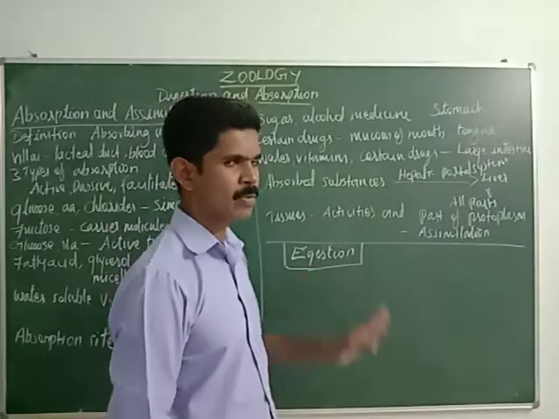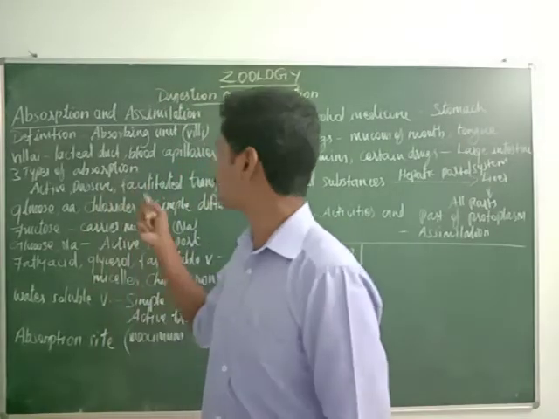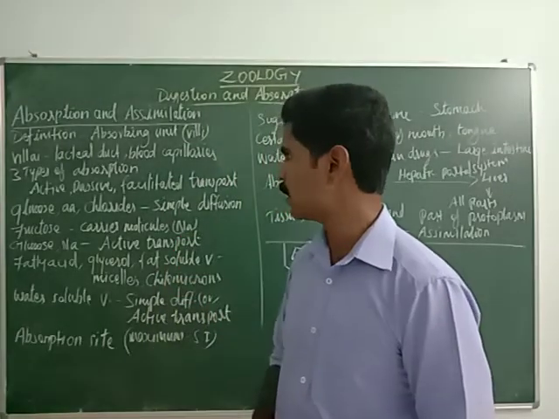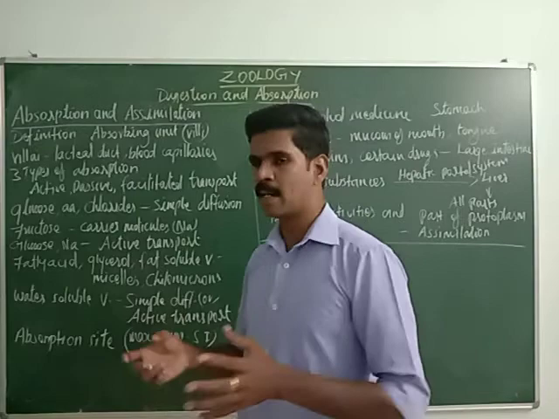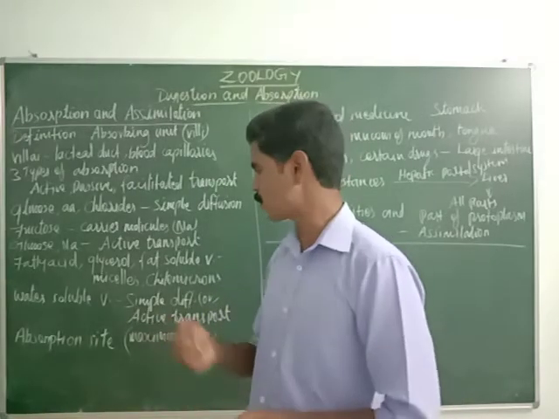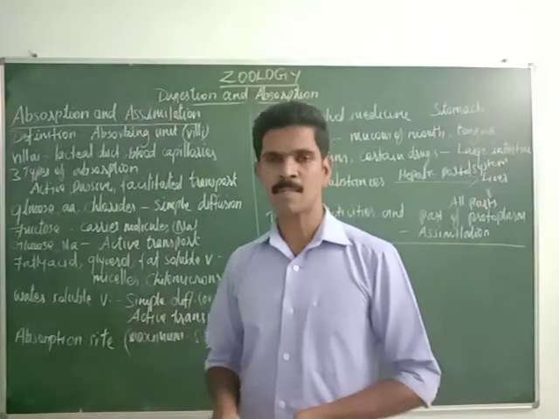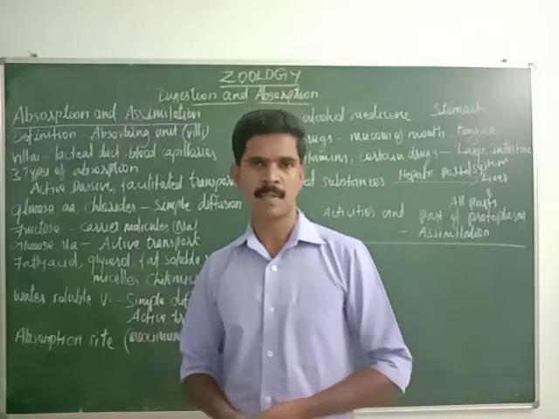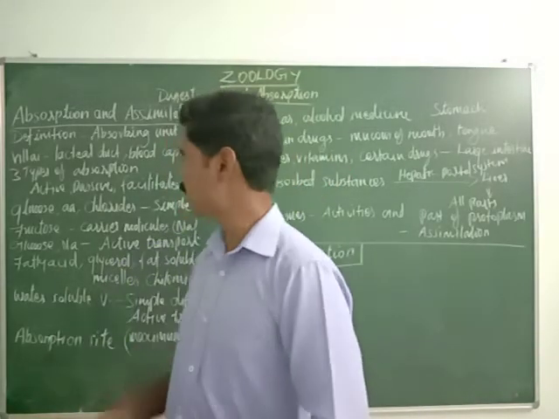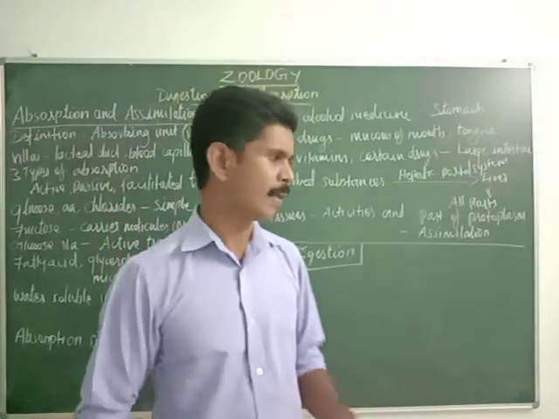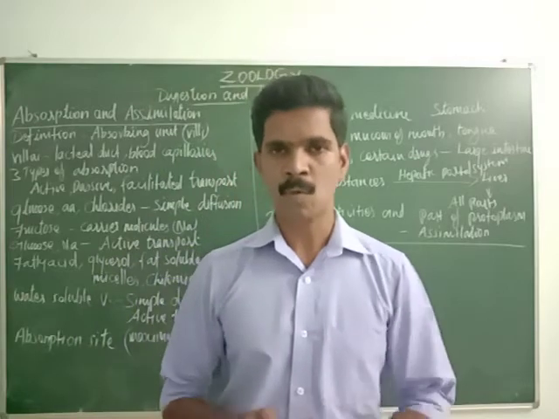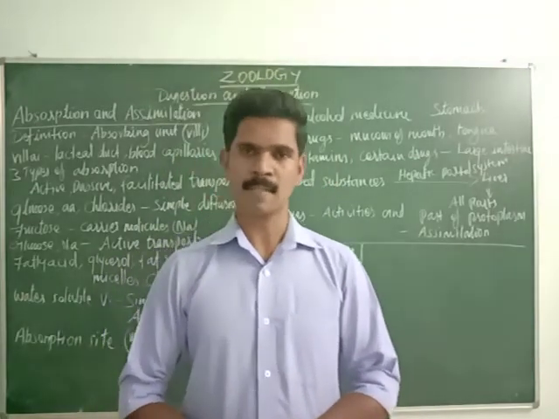So I hope you have understood all the points about absorption and assimilation. Dear students, there are many more questions. For example, what is the duct present in the middle region of the villi? The lacteal duct. One more question: the maximum food substances are absorbed in which region of the alimentary canal? The small intestine. The definition of absorption is a 2-mark question, and the definition of assimilation is also a 2-mark question.